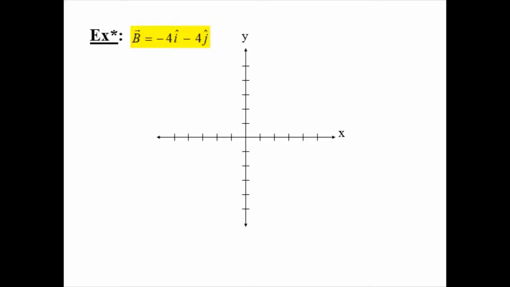One more simple try at this just to make sure you've got it. Draw for me vector B, which would be minus 4i minus 4j. So pause the video, sketch that, and then continue to see if you have it right. And hopefully what you drew was something like what is shown on the screen right now. If you did, you've got it right.